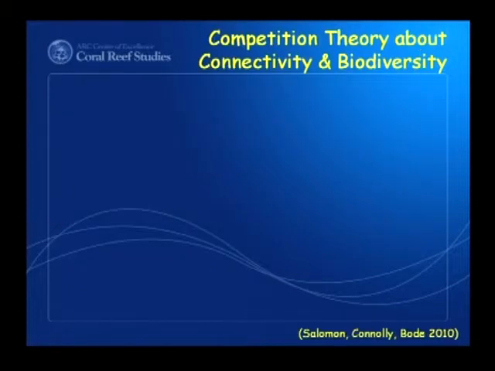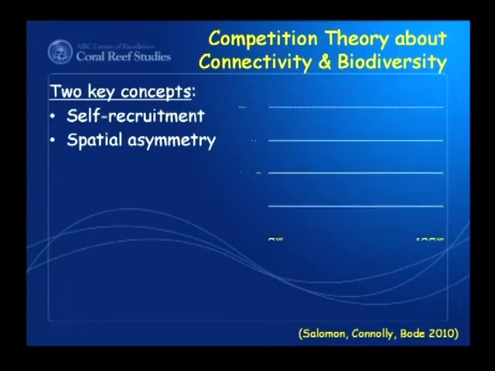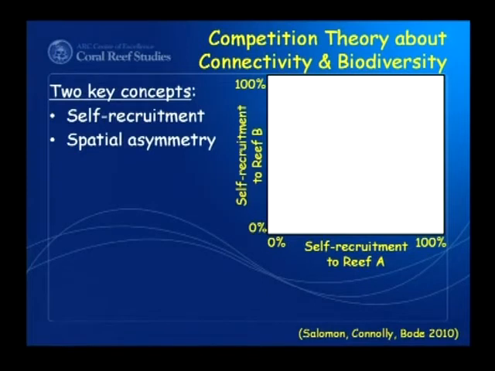So before I talk about modeling connectivity and biodiversity, I want to introduce you to two key concepts if you're not familiar with them. One is self-recruitment and the other one is spatial asymmetry. The best way to understand self-recruitment is to imagine an idealized world where there are only two patches of habitat, say Reef A and Reef B, and the adults in that habitat produce offspring like larvae that either come back to Reef A or they go to Reef B or they don't make it back anywhere.